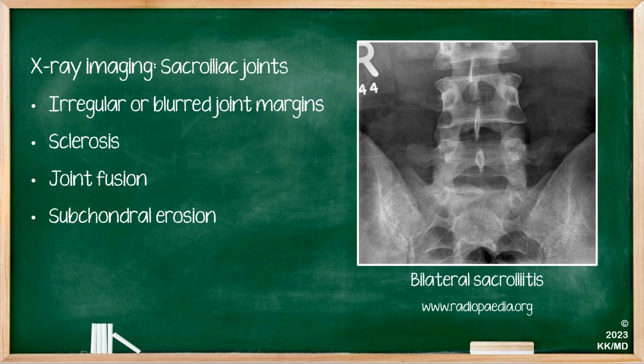X-ray imaging looks particularly at the spine and the sacroiliac joints. In the sacroiliac joints, we're looking for irregularity or blurring of the joint margins, as is evident on this picture here. We're looking for sclerosis, joint fusion, as well as some subchondral erosions.